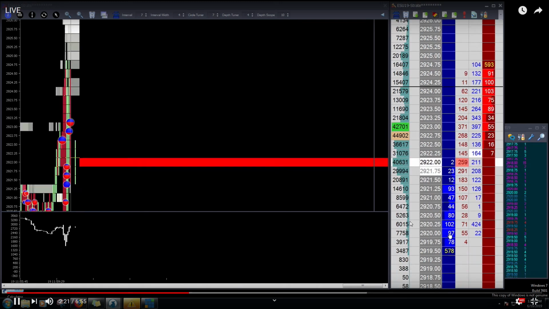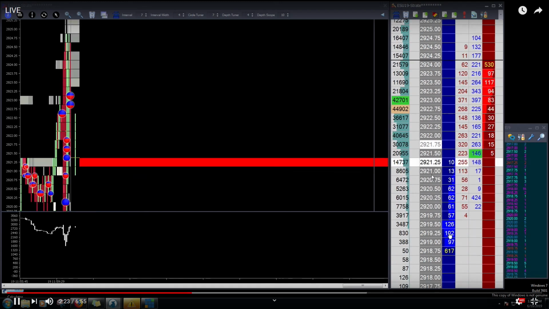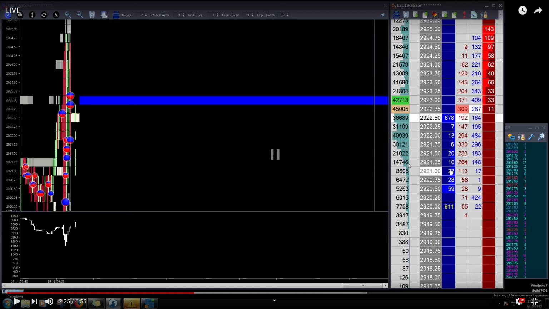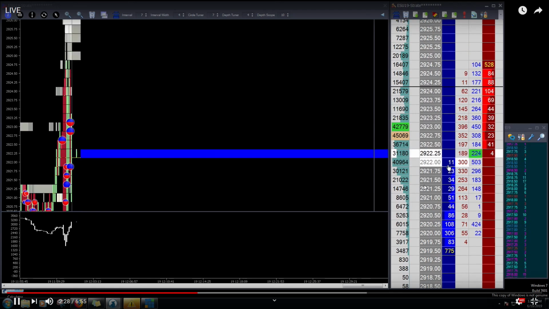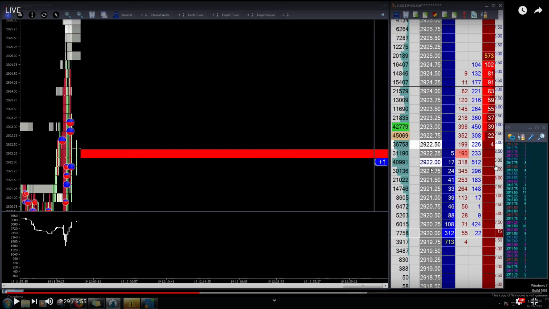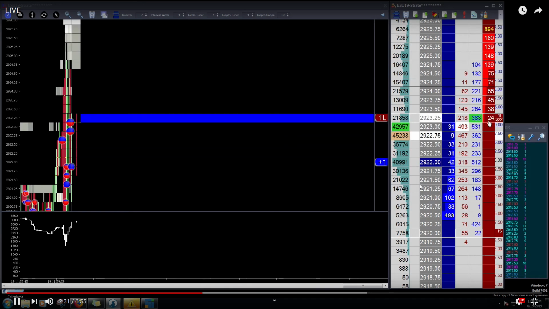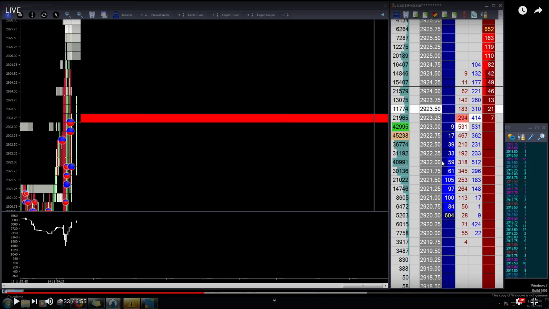So watch where it turns around. It's going to come down here. It turns around right here at this 29, 21, 25. We come back up to the point of control. We come back down, and I notice it starts to pause there. So for me, that's a good entry, and it immediately goes in my favor. It doesn't go against me one tick. So it could have gone against me one tick.